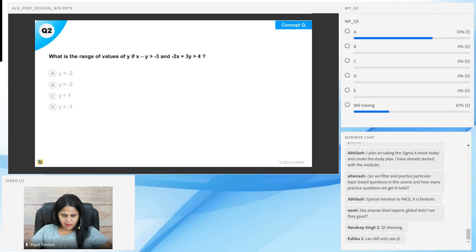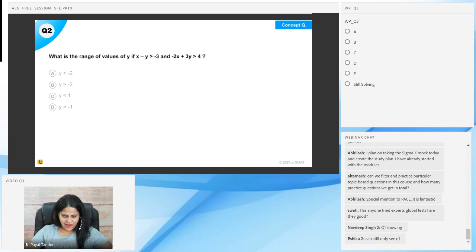And question number 3, please click on still solving, and then I'll show you the question on the screen. Okay, let's get this to 20. Last time we got 22. Okay. All right. And here is question number 3. Go ahead.